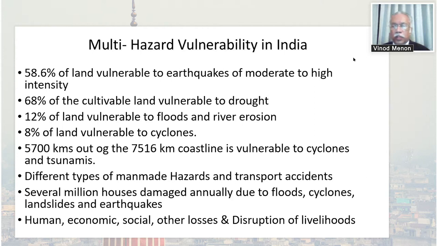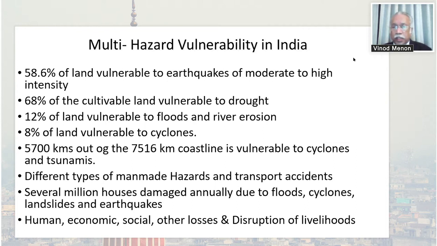And these are tropical cyclones. And in many parts of the world, we will also be seeing hurricanes and tornadoes. And we will also be seeing some of these geological and hydrometeorological disasters in different parts of the world. Different types of man-made hazards and transport accidents also happen. And we have several million houses getting damaged annually due to floods, cyclones, landslides, and earthquakes. And human, economic, social, and other losses and disruption of livelihoods, as we have also seen during the COVID crisis. So these are some of the challenges which we are facing as a country.